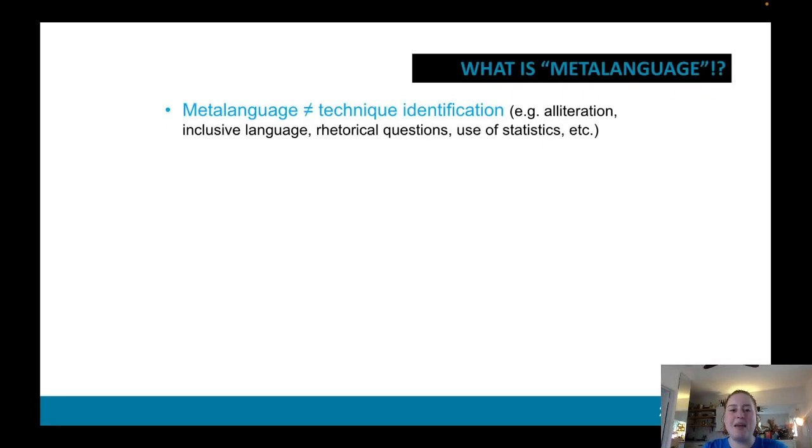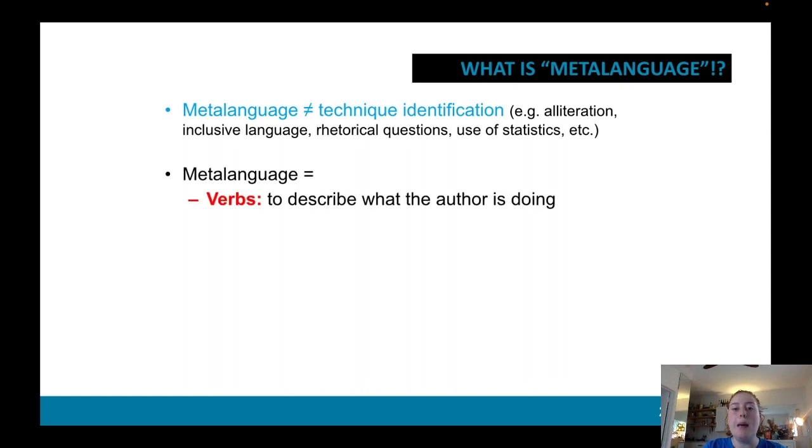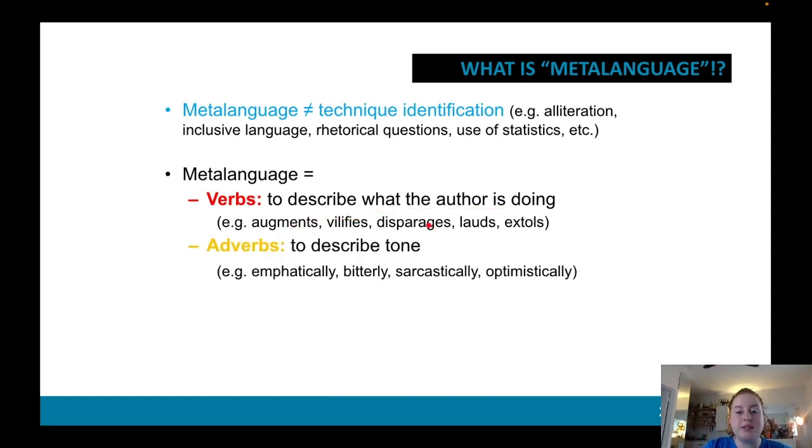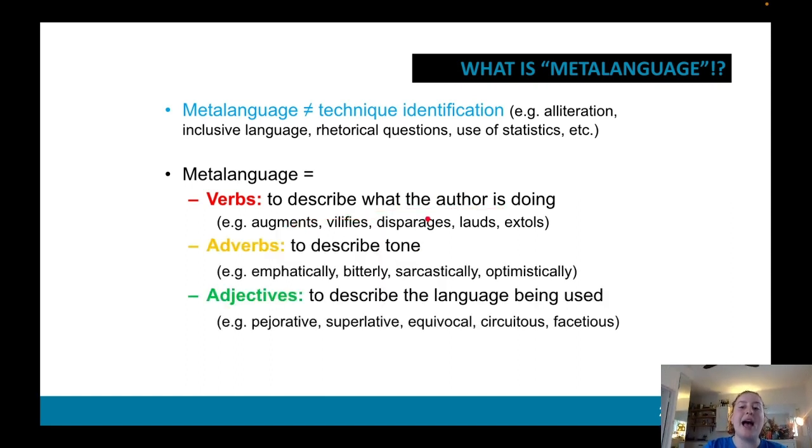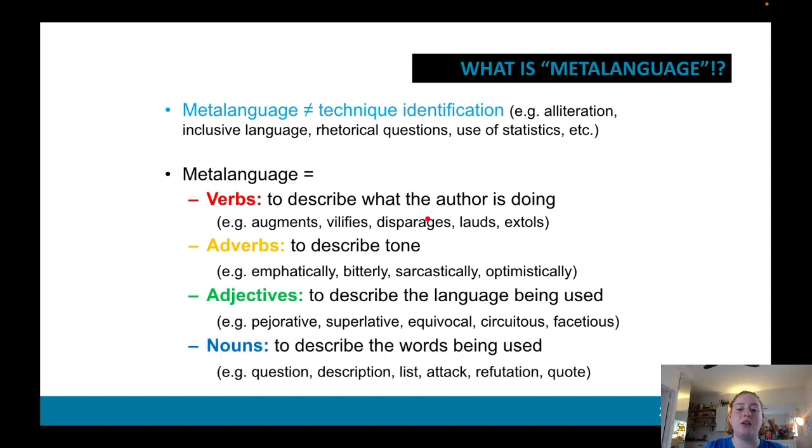So let's chat about meta-language. Meta-language is not technique identification, but they are verbs that describe what the author is doing. These are great. They are adverbs that describe tone. They are adjectives to describe the language being used. And they are nouns that describe the words being used. So meta-language is a category in your vocab that we want to be developing throughout the year.